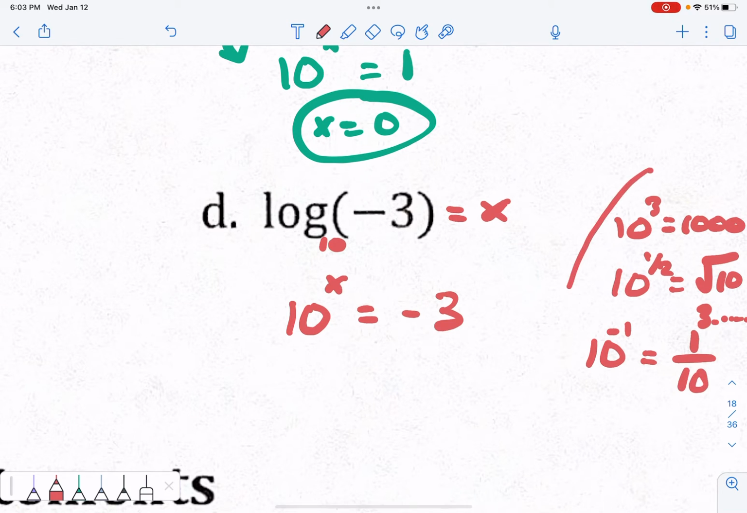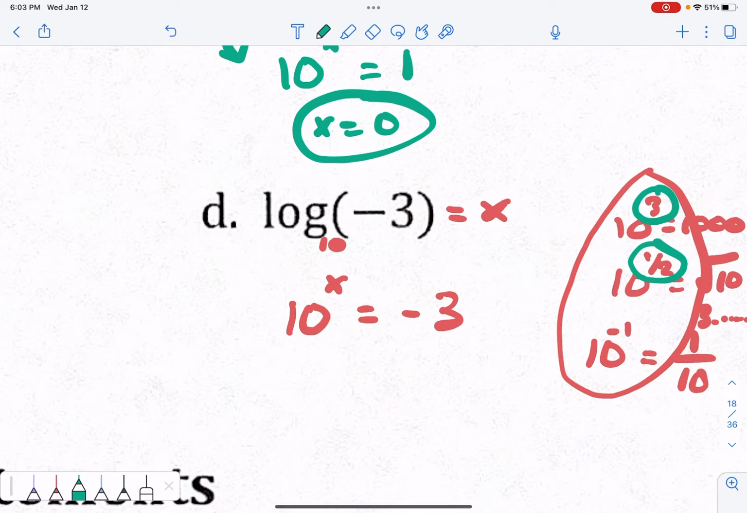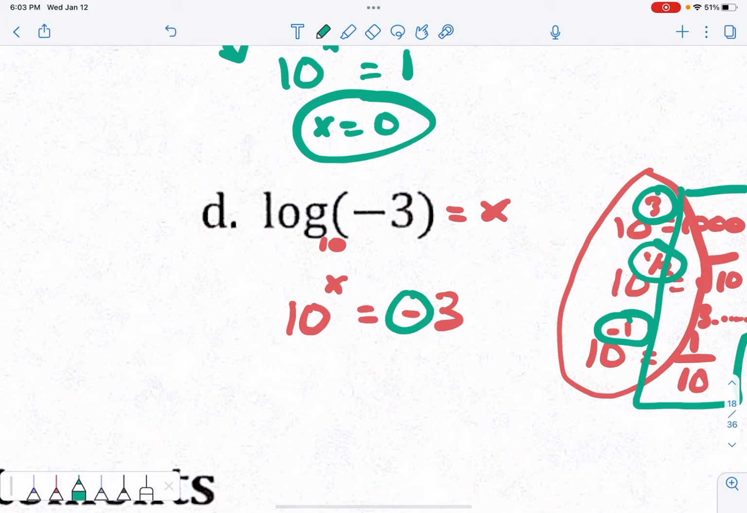So in all of these examples, I can make the exponent be a whole number. I can make the exponent be a fraction. I can make the exponent be a negative number. But the problem is, none of these numbers that I get as an output will ever be a negative number. So this one is no solutions. I can have any type of exponent I want, and I will never get a negative number. So -3 is not going to be able to happen, okay?